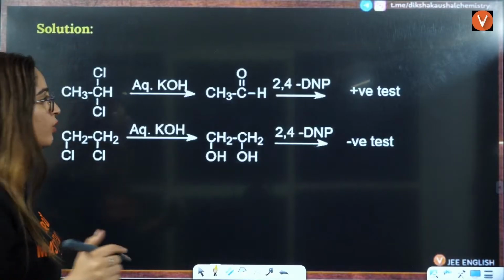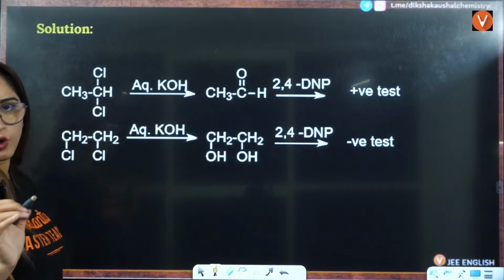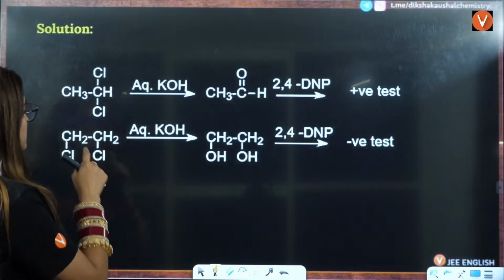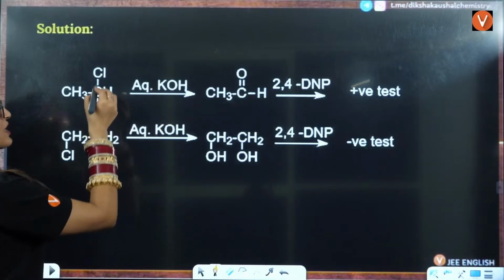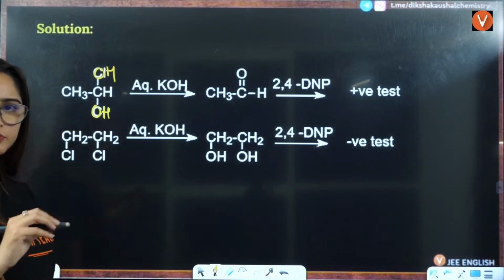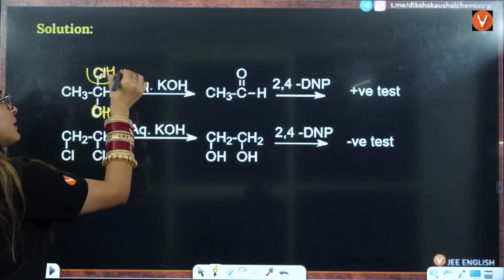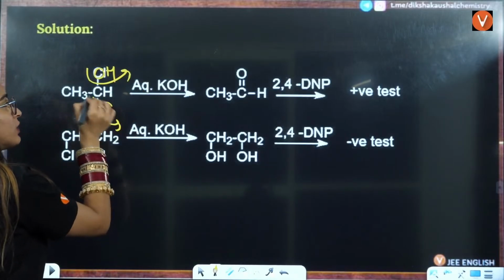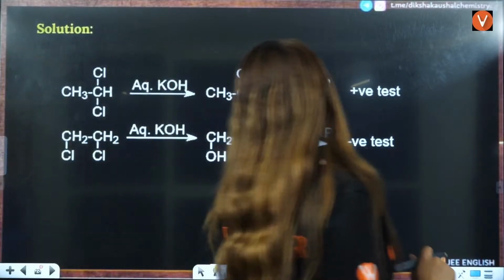Let us see how. Okay, so this is your 1,1-dichloro, and this is 1,2-dichloro. In this case, when you replace this with KOH, this is replaced by OH, this is replaced by OH. One carbon cannot handle two OH, so water will be eliminated here, H will be eliminated, you will have a double bond here. That will convert it to aldehyde.